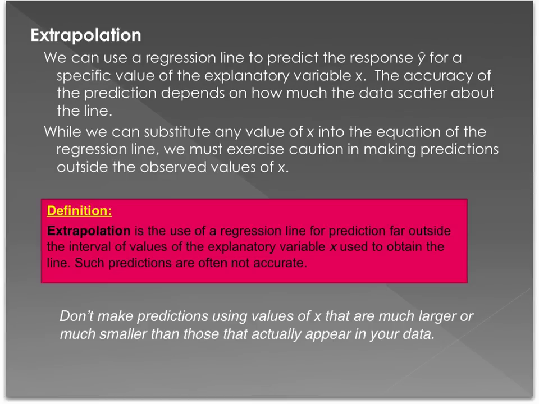So again, extrapolation is a situation where you predict outside of your given data set, and many times our predictions will not be accurate. So again, a definition you need to write down: extrapolation is when we use a regression line to predict far outside the interval of values that we collected, and they usually break down, and our predictions aren't very accurate for extrapolations.